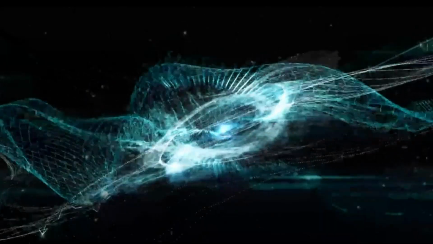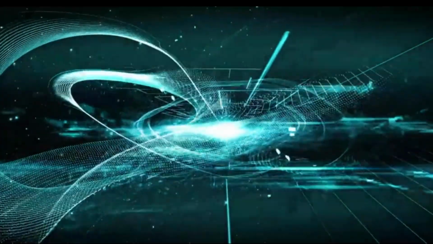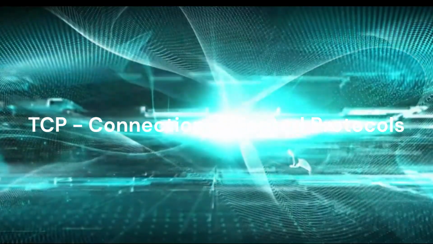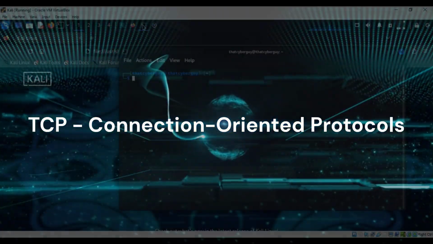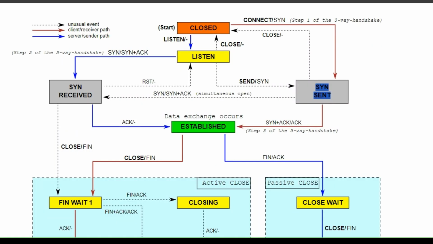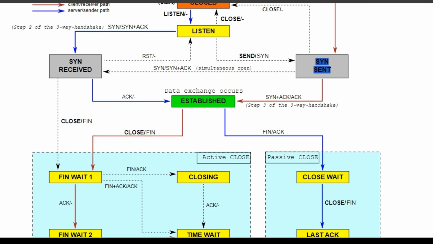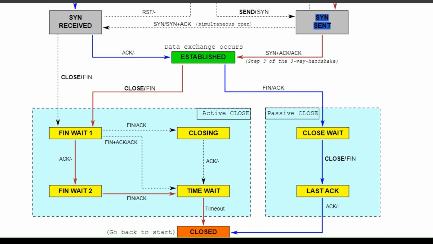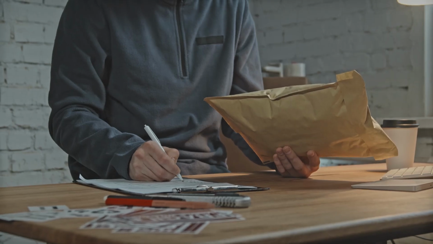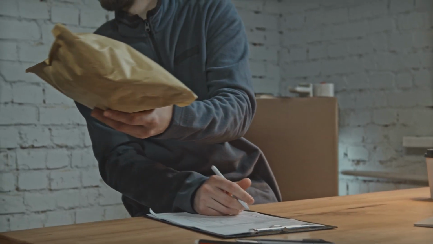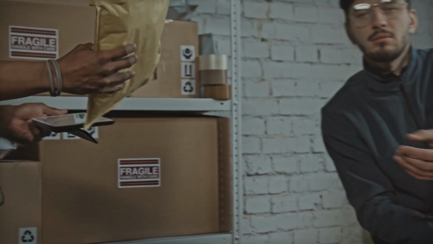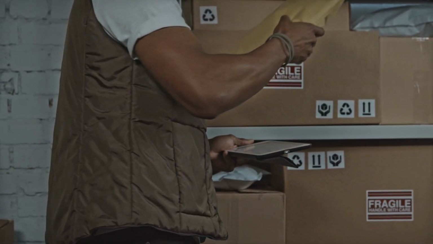TCP, or Transmission Control Protocol, is a connection-oriented protocol. This means that a connection is established between the client and the server before data is sent. Think of it like sending a certified letter with tracking and delivery confirmation. So you know exactly when the letter was sent, received, and who signed for it.